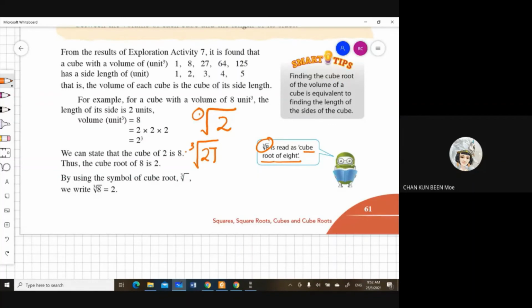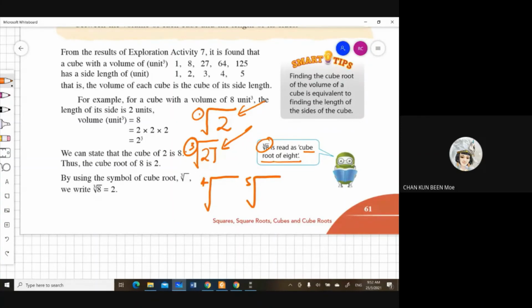Square root, no number written, but then cube root, they are going to continue with 3. When you go further up to Form 2, Form 3, and so on, you are going to learn extra: 4th root, 5th root, and so on. So they will have the number in front. But at your level, you only learn the square root and also the cube root.